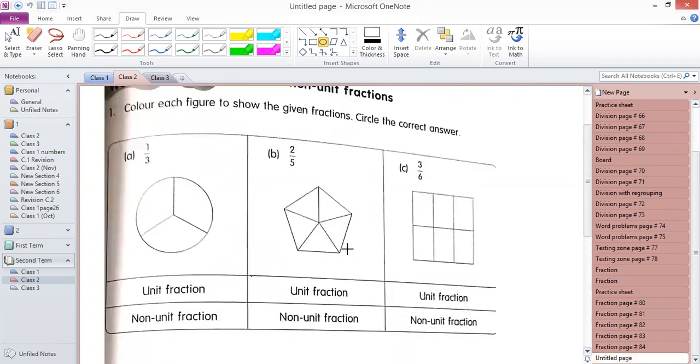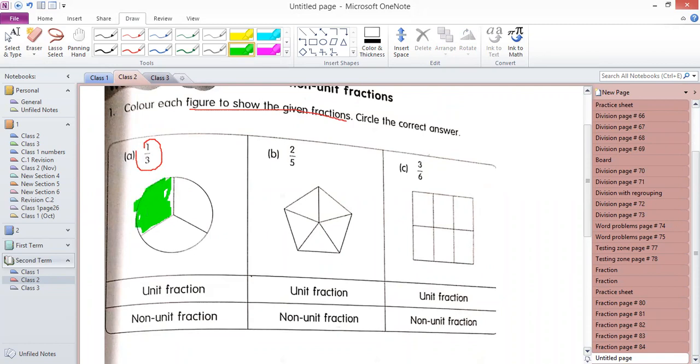Guys, there is one practice sheet also for you. We'll start from here. In this practice sheet, what you have to do is color each figure to show the given fraction and circle the correct answer. So there is a fraction, you have to color for it, okay? 1 over 3. 1 over 3 means 1 out of 3. So I'm coloring 1 out of 3.